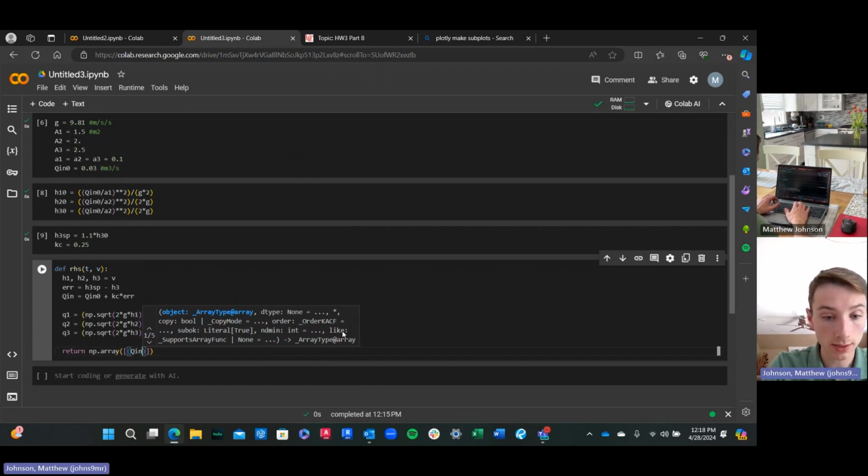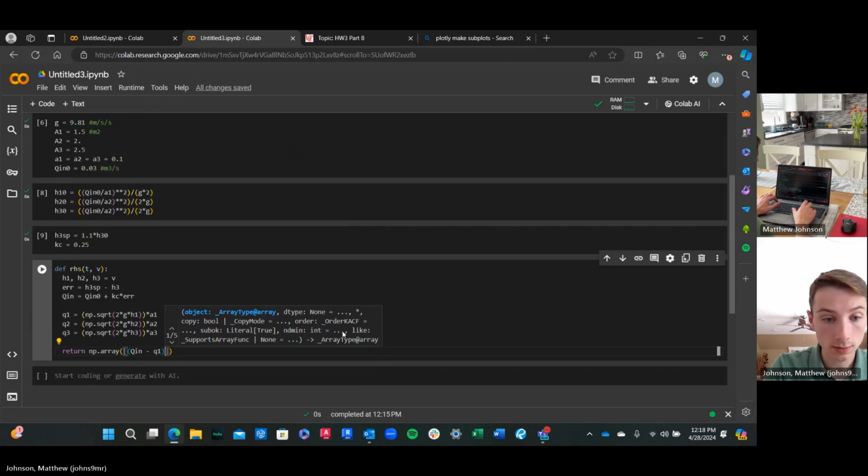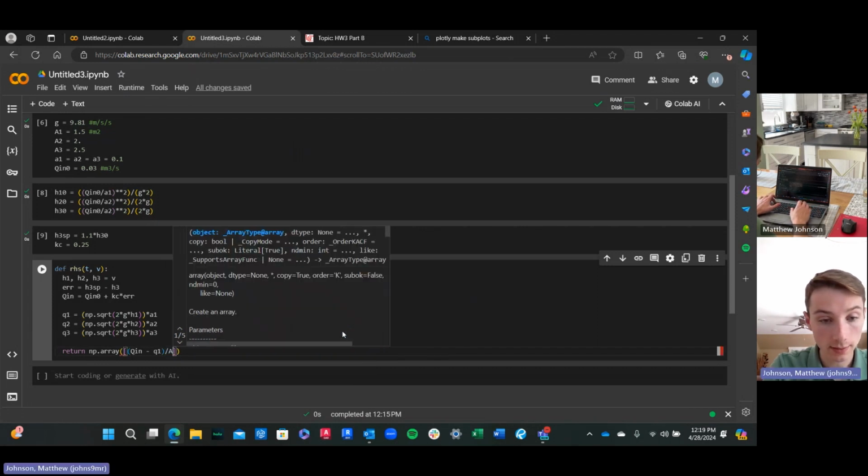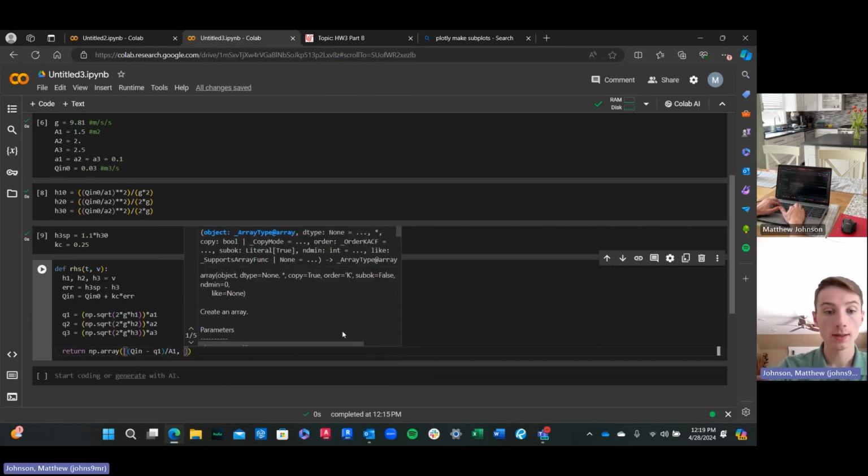Our first one's going to be Qn not. We want Qn minus Q1 divided by A1. Okay, and that's a little bit confusing. I'm using big A there, right? That's the cross-sectional area of the actual tank.